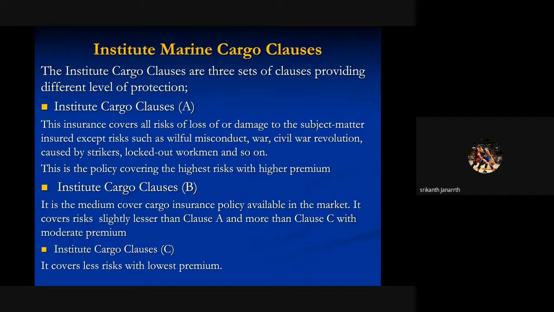It can be war, civil war, lockout. People are not working. Strike. So nothing can be done. Suppose the container is coming, and there is a strike going on in the Colombo port. Workers are on strike. As a result, containers are getting delayed. Nothing can be done by the insurance. They don't pay for that, right?